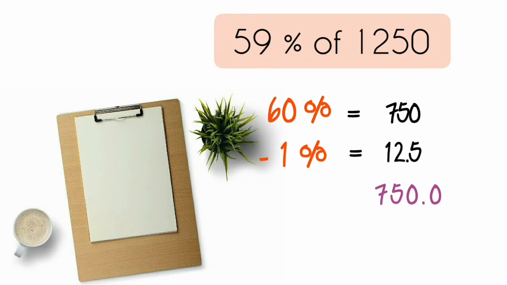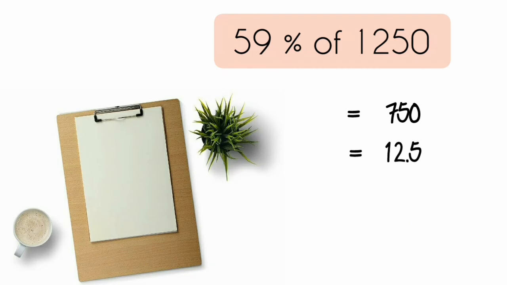While adding the numbers, put the 0 after the decimal point, and it is easy to add the numbers, and we get the 59% of 1250, that is 737.5.